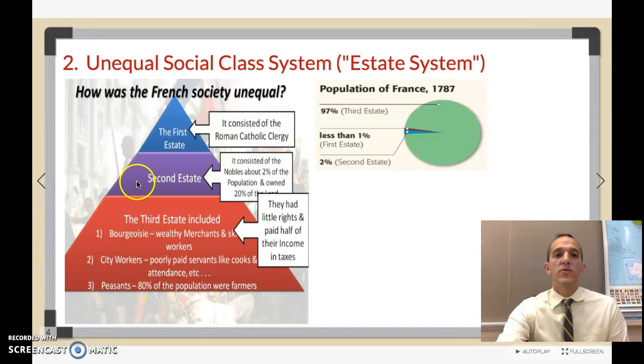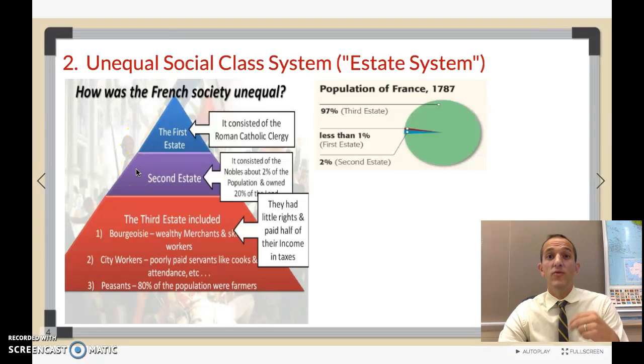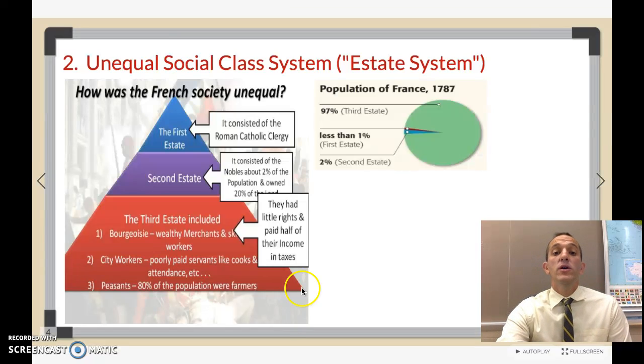Here's where we get into the unfair system. The first estate and the second estate, 3% of the population and a very wealthy group of the population, pay almost no taxes, zero, no taxes at all. This group down here, the third estate, generally pays about 50% of their income in taxes. To put that in perspective with the United States today, there are very few groups in the United States today, rich or poor, who pay 50% of their income in taxes. So in many ways, this is a hugely unfair system.